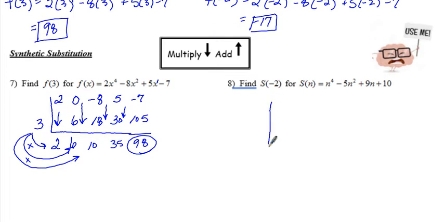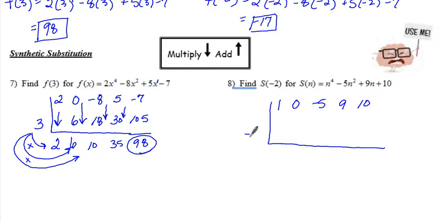Set up your box. Grab your coefficients. Everything is listed in order here, so that's good. Your n to the fourth is your highest power. The coefficient on the n to the fourth term is 1. The n to the third term is missing, so we put 0 as a placeholder. n to the 2 is present, n to the 1 is present, and the constant is present.